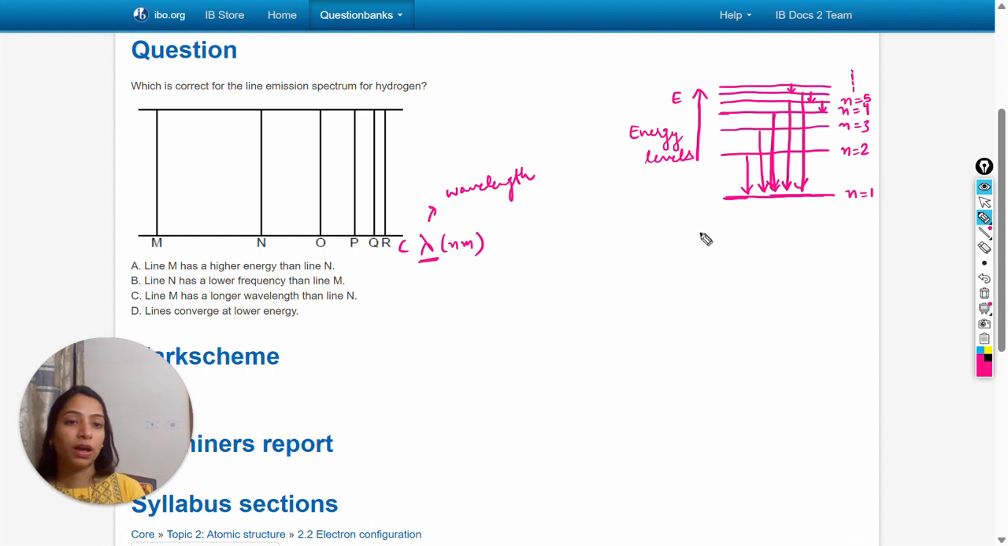And here I have shown the energy level diagram for hydrogen. So these are the energy levels, n is equal to 1, 2, 3, 4, 5, and the energy increases when we move upwards, which means that this is the lower energy level and these are the higher energy levels. The energy gap between the higher energy levels is less compared to the energy gap between the lower energy levels. So this is the energy level diagram.